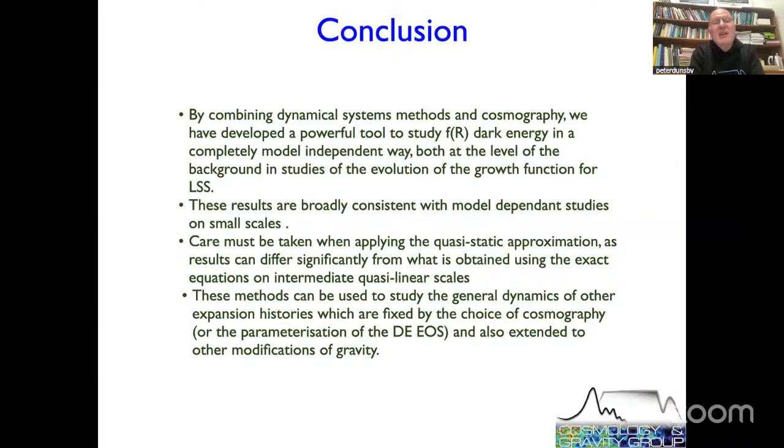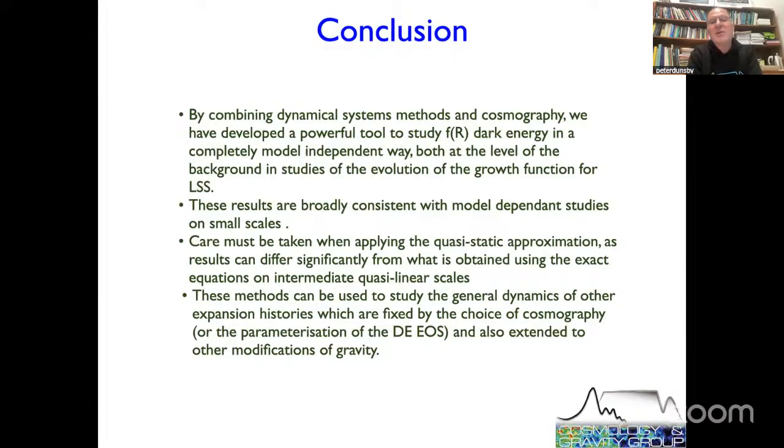The results for large-scale structure analysis were broadly consistent with model-dependent studies on small scales, but for quasi-linear scales, we get differences between the exact solutions and the quasi-static approximation up to around 20%. So this indicates that when doing analysis of large-scale structure, one should be very careful with using these approximations when doing the data analysis.